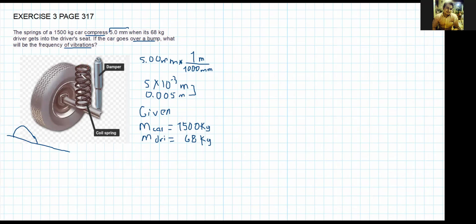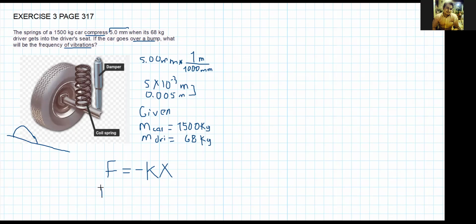The original height is reduced by 5 millimeters. Why? Because the car goes over this bump that we have here, okay? Remember that we have Hooke's law that tells me that the force is equal to the negative of the constant of the spring multiplied by the displacement, which we will represent with X or Y. It depends on the movement that we have, okay? This is Hooke's law and it will help us to solve the exercise, okay?